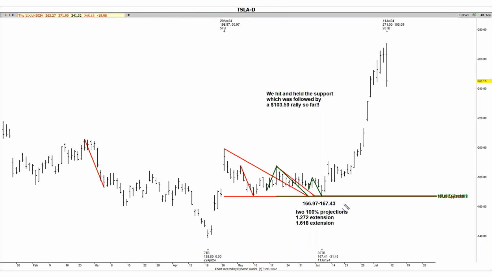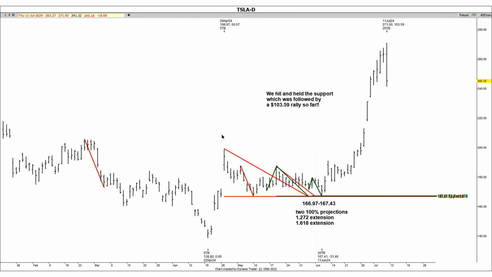So the setup was a buy zone at 166.97 to 167.43. It included two 100% projections, a 1272 extension and a 1618 extension, which gave us this cluster. We made the actual low at 167.41, which was directly within that zone. And then it was followed with this very healthy rally so far. This is not what the chart looks like now, but I can probably show you the current chart near the end.